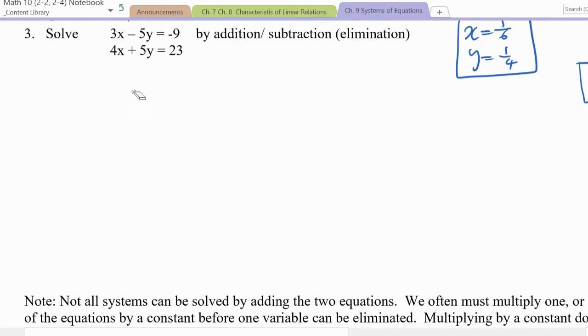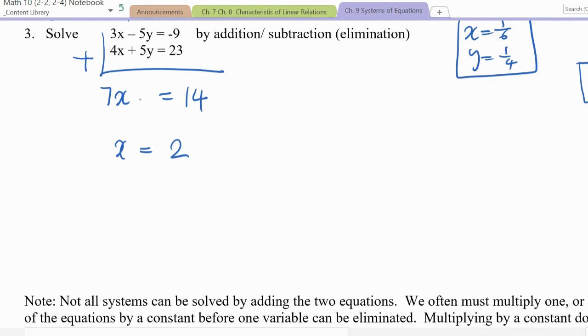So here I have -5 and +5. Would you add them up or subtract to find the answer? I would add them up because I want to remove those two. 3x plus 4x becomes 7x. -5 plus 5 becomes 0. -9 plus 23 is 14. Then x equals 2, so you divide both sides by 7. So we found x.